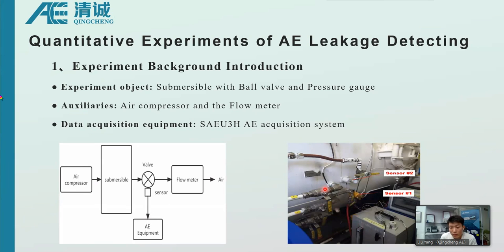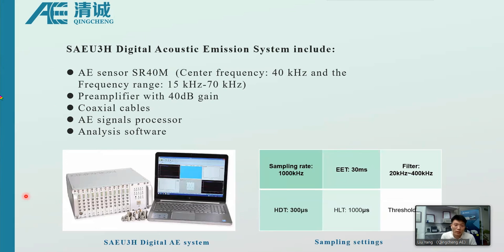This area is the ball valve, and this is the sensor. It is very near the ball valve. And this is the SAEU3H acoustic emission system. It has sensors, preamplifiers, cables, signal processors, and analysis software, like other common equipment. We set the sampling parameters in this small table: sampling rate, HDT, HLT, ET, and the threshold is 23 dB.